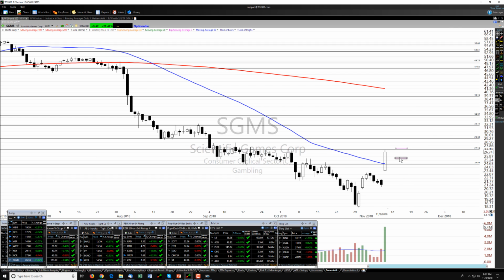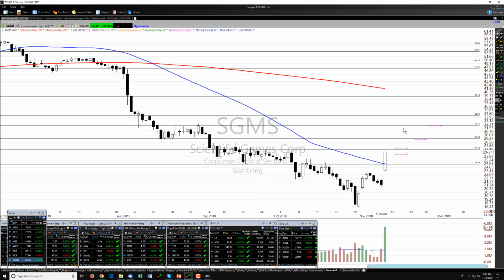At that point, we're probably going to have a stop something like this. Again, this will have proven to be support. That's the only time I'm going to take this trade. So I can plan this out and then just not take it. If it doesn't do exactly what I want, I'll let it go and chase something else.